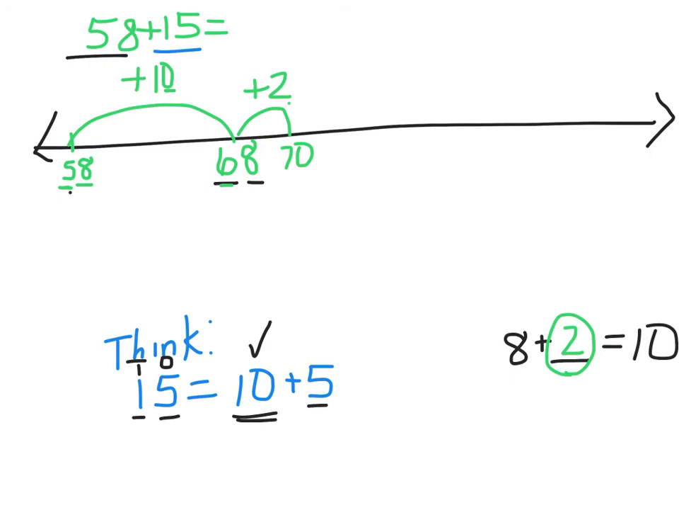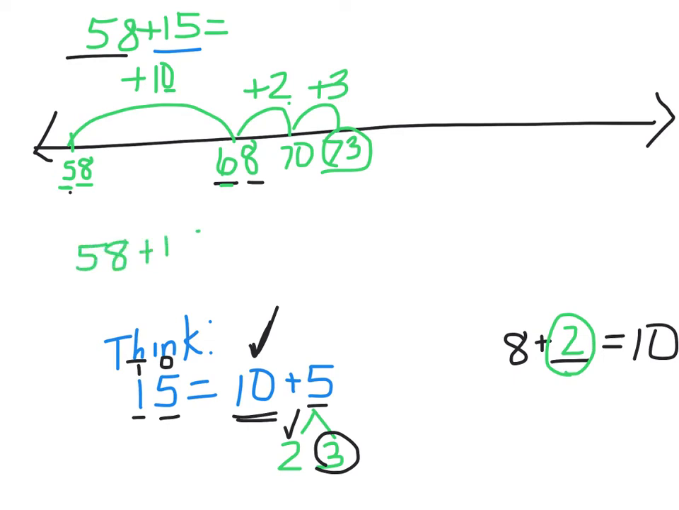So we added the 2. Think back to the 5. 5 can be broken up into 2 and 3, since 2 plus 3 equals 5. We added the 10, we added the 2, now we need to add 3 more. 70 plus 3 would give us 73. So 58 plus 15 equals 73.